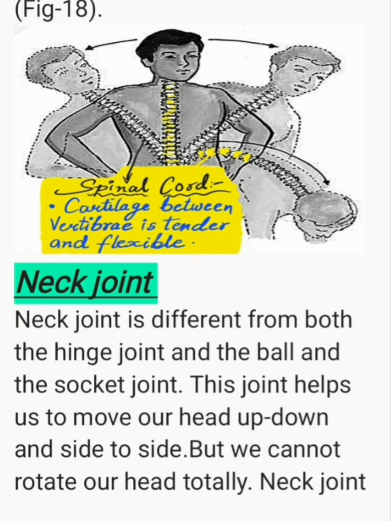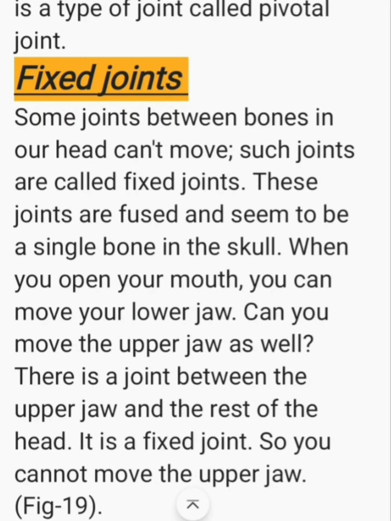Figure 18. Neck joint. Neck joint is different from both the hinge joint and the ball and socket joint. This joint helps us to move our head up, down and side to side. But we cannot rotate our head totally. Neck joint is a type of joint called pivotal joint.